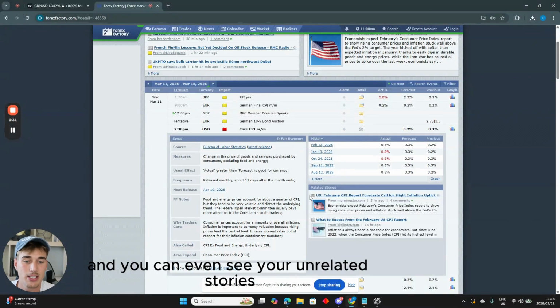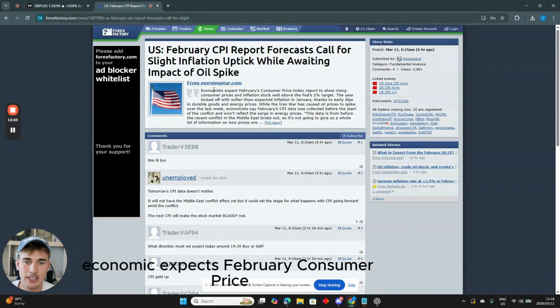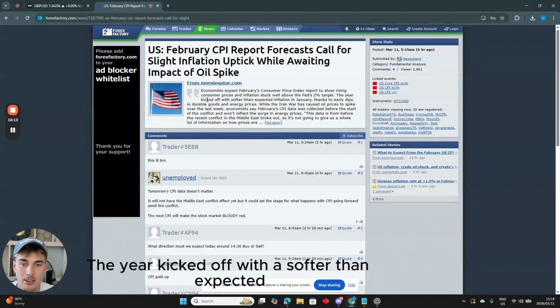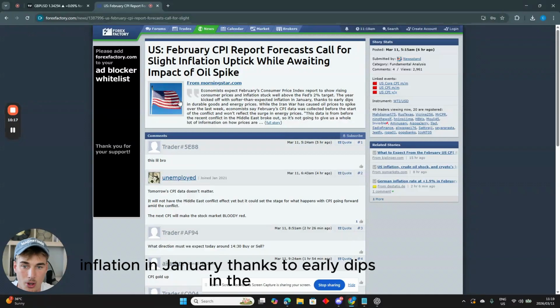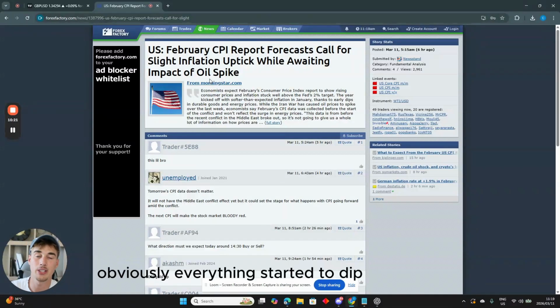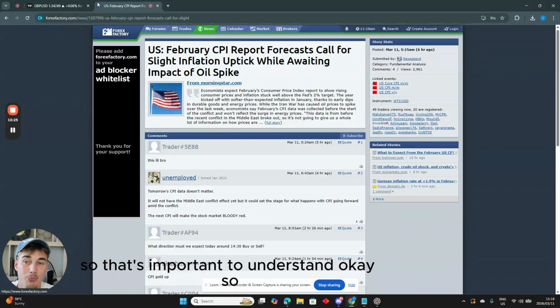And you can even see here under related stories, you can click on this and open up the site. Economists expect the February consumer price index report to show rising consumer prices and inflation stuck while the Fed targets 2%. The year kicked off with softer than expected inflation in January, thanks to early dips in durable goods and energy prices. Obviously, everything started to dip due to the dollar rising. So that's important to understand.